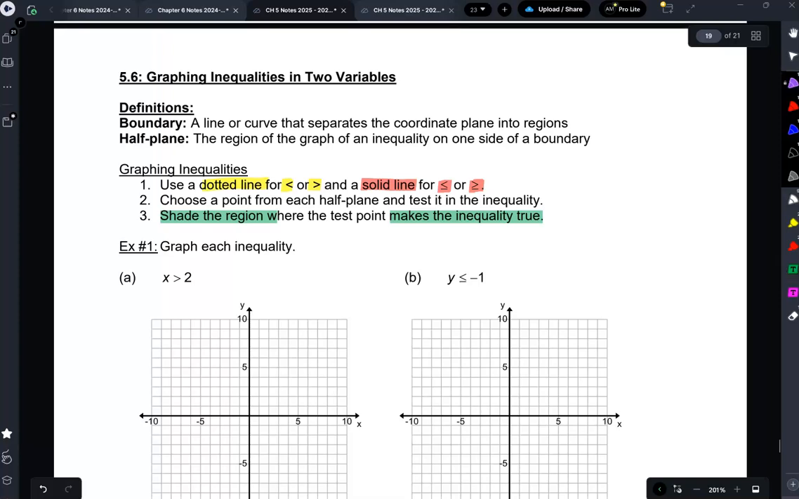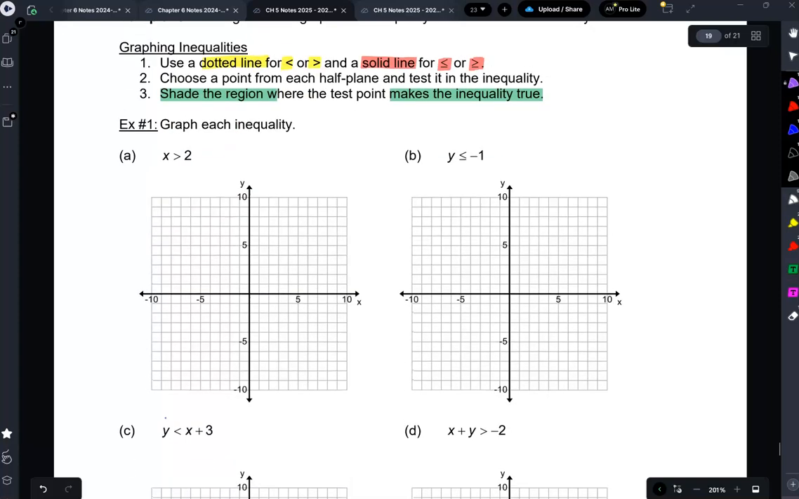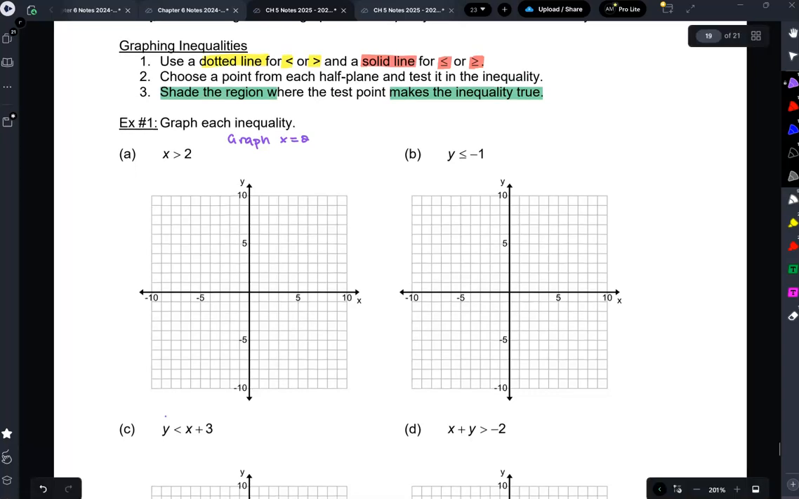Okay, so why don't we do the first one? So this is x is greater than 2. What we're going to do is graph x equals 2. We're going to pretend the inequality is an equal sign. So we're going to graph x equals 2. Okay, so we know that is a vertical line that passes through 2. But also, because this is greater than, not greater than or equal to, this is going to be a dotted line. So here we go. Just like this. Okay, so that's still a line, but it's a dotted line.